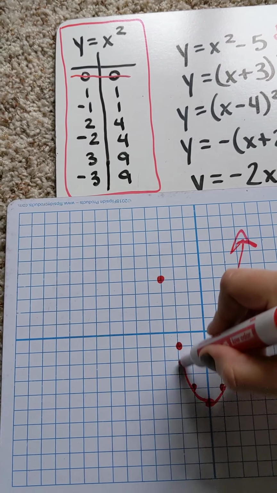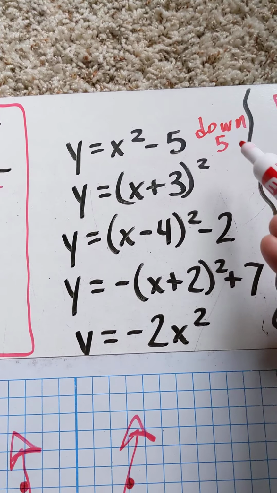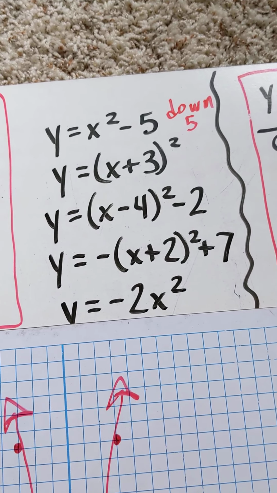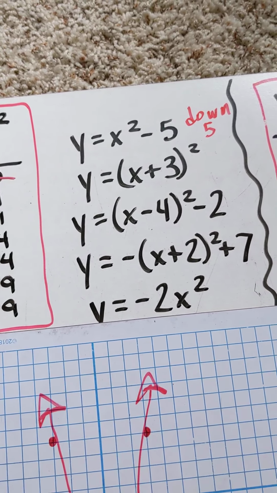All right, and then make a parabola. Okay. Do get in the habit of this, right? How you're changing it. It's called a transformation. So how you're transforming it: down, up, left, right, whatever it may be.